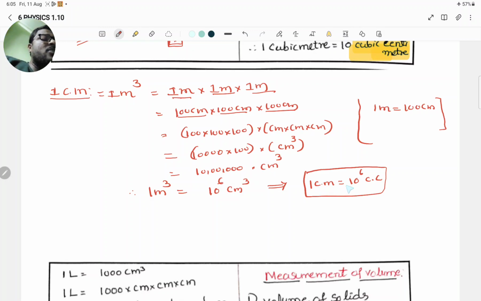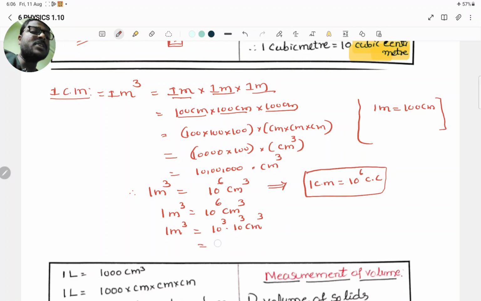See here, 1 meter cube is equal to 10 to the power of 6 centimeter cube, or cubic centimeter, which I have taken. Again, instead of 10 to the power of 6 I am writing 10 to the power of 3 into 10 to the power of 3 centimeter cube. Here 10 to the power of 3 means 1000 centimeter cube. Here 1 centimeter cube is equal to 1 milliliter. Instead of 1000 centimeter cube I am writing 10 to the power of 3 into 1000 milliliters.